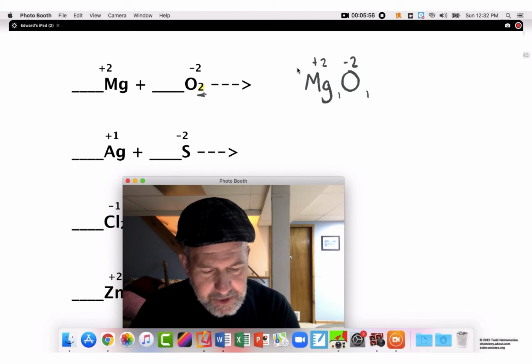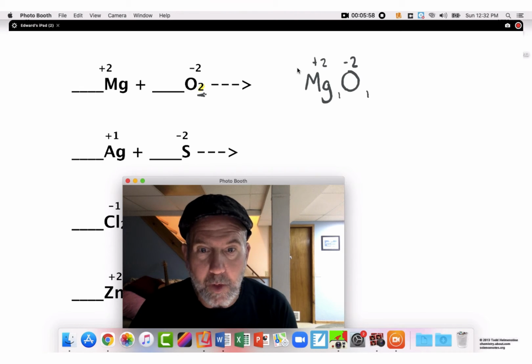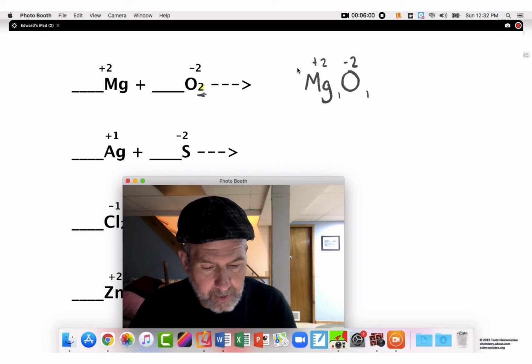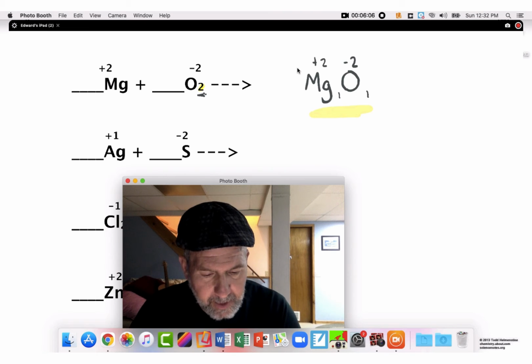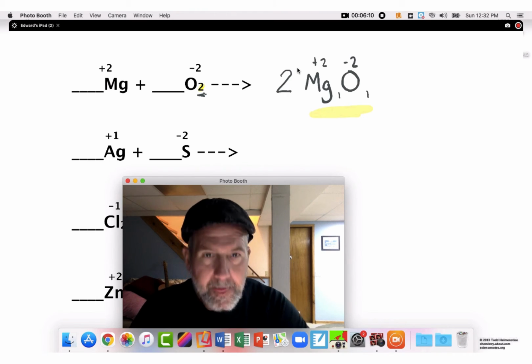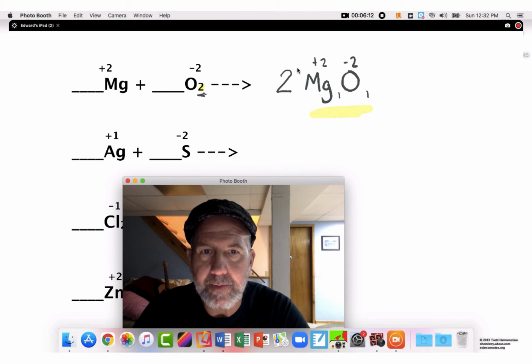There's 2 oxygens on that side, and there's only one over here on this side, right? So what do we do? We can only add a big number to make it the same amount. So I put a big 2 in front. That gives me 2 oxygens.